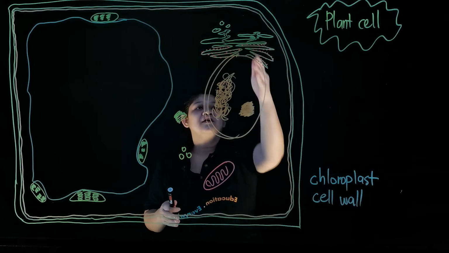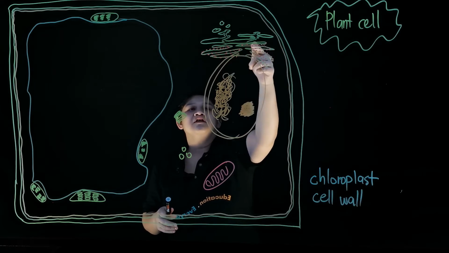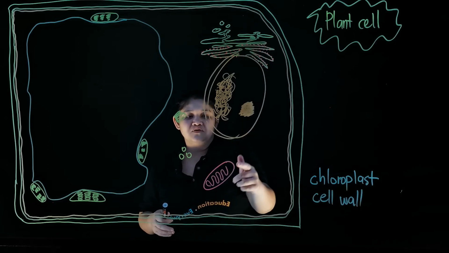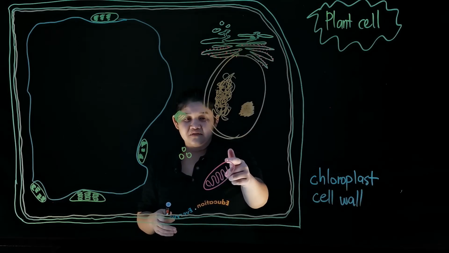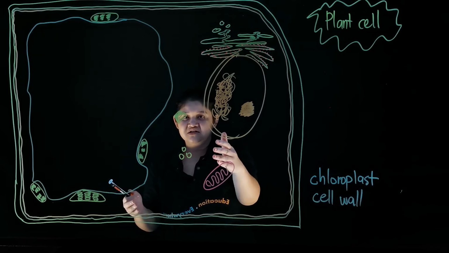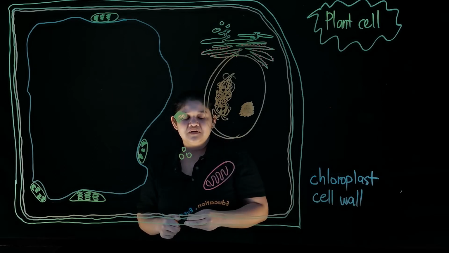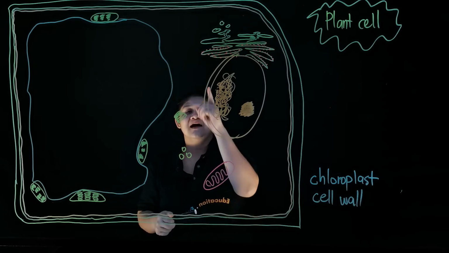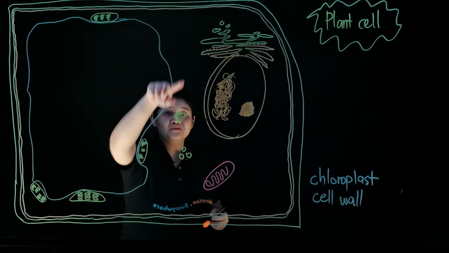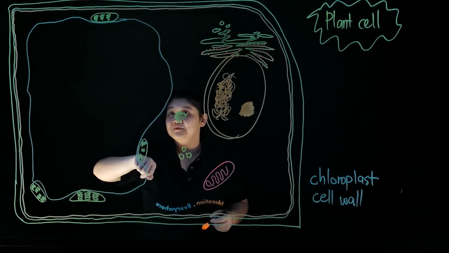You have your rough endoplasmic reticulum with ribosomes on it. You have your smooth endoplasmic reticulum here. You have your mitochondria to generate your ATP. You have your lysosome to aid in cellular digestion. You have your centrioles for nuclear division. Now you have your vacuole, which you saw previously in the animal cell.